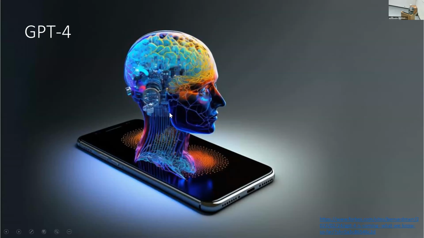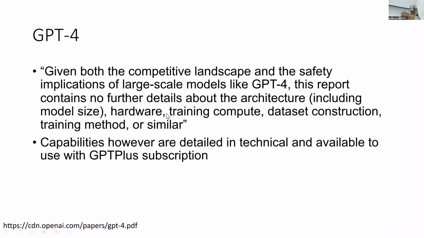Grabbed this from the Forbes cover. It's kind of cool. So I'm mostly going to be showing results for GPT-4 because that's all I can show, sadly. There's a paper for GPT-4, which I'm going to have some figures from, but there's no details about the architecture, including the model size, hardware, training compute, data set construction, training method, or anything like that. So this is kind of a big black box. But the capabilities, what it can do, are of course available.